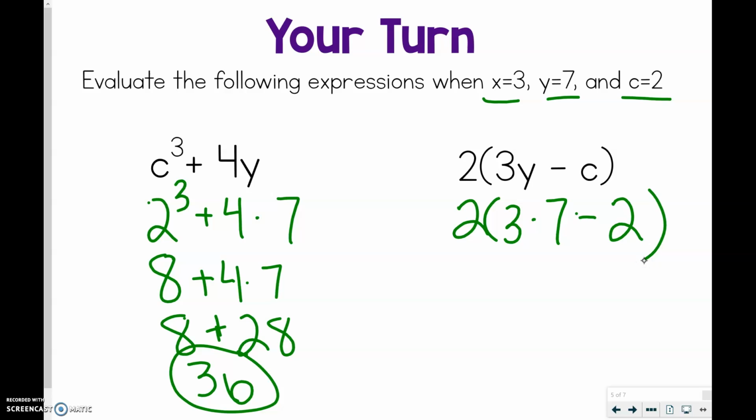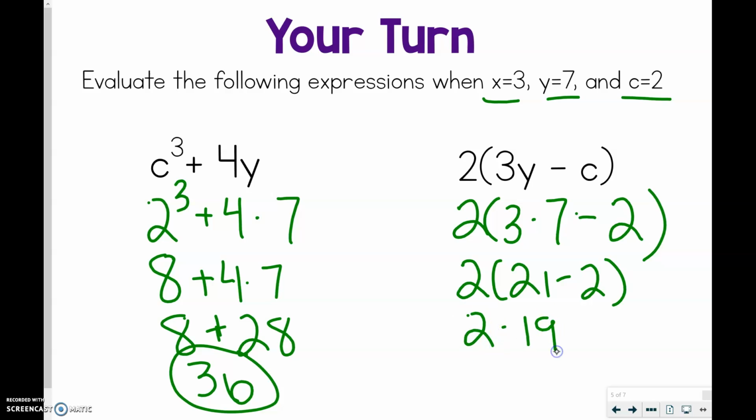Multiplication would come before subtraction using PEMDAS, so we get 21 minus 2. 21 minus 2 is 19, so I've got 2 times 19. Remember, that's what it means when it's next to the parentheses. And we get 38 when we multiply those.